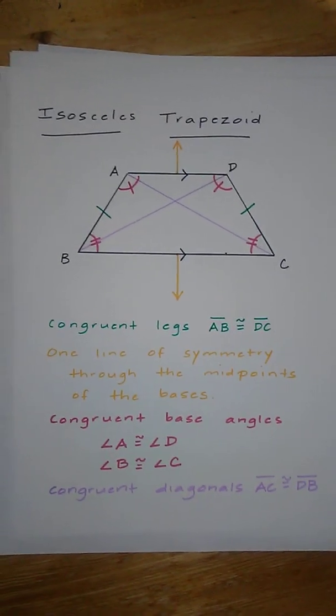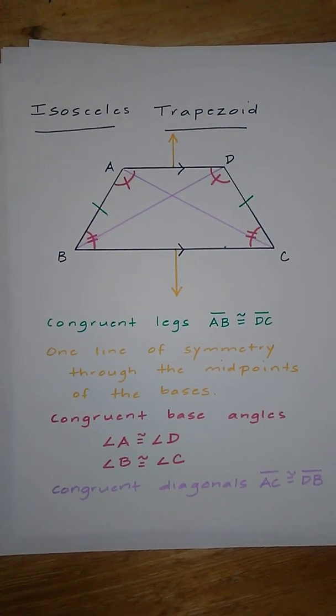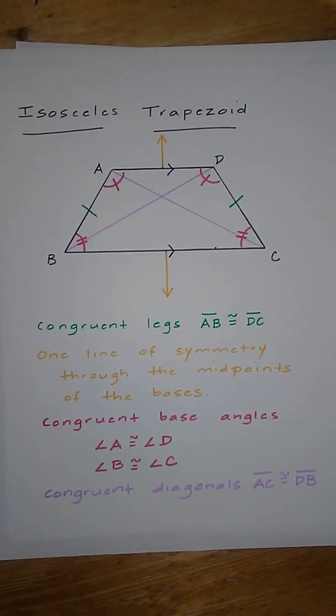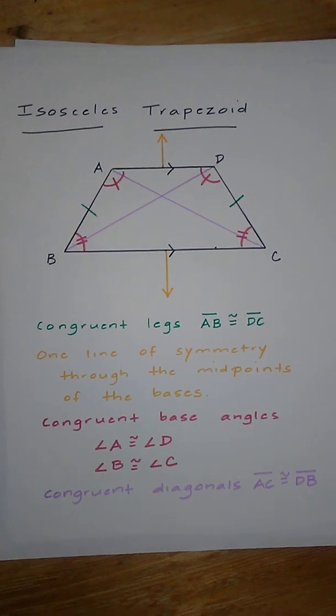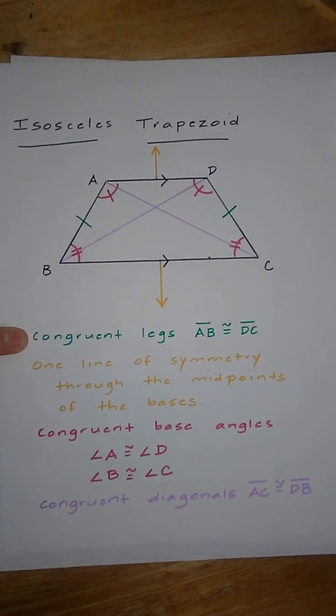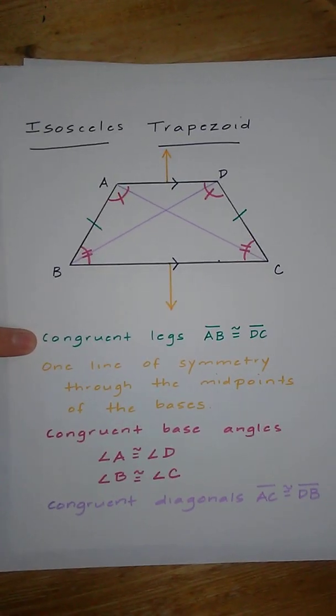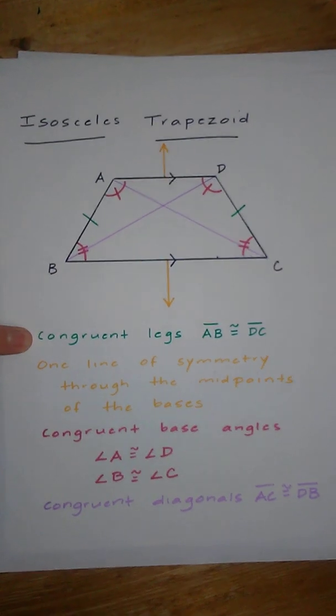Good morning. Today we're going to be looking specifically at the isosceles trapezoid. We had this definition in an earlier video, but I do want to review it. It's this statement in green here. An isosceles trapezoid is a trapezoid with congruent legs.